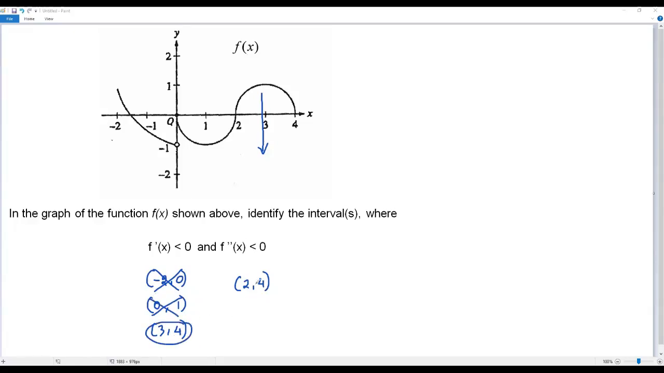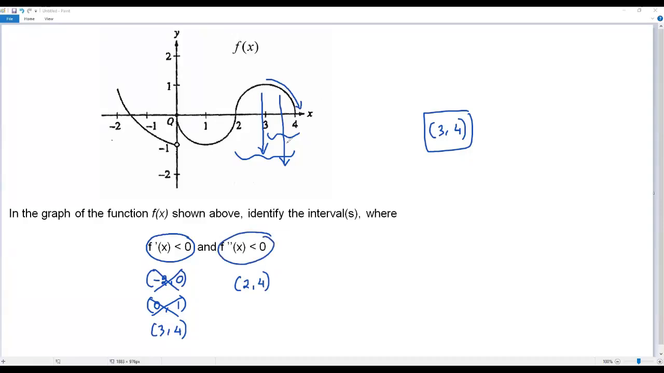Now let me compare 3 to 4 and 2 to 4. Are they coinciding? Yes, because 3 to 4 is over here and 2 to 4 is over here. So what's the common region for 2 to 4 and 3 to 4? Clearly it's 3 to 4. In this interval, the graph of the given function is falling, so the slope has to be negative. That is, the first derivative f prime of x is less than 0. And also in this interval 3 to 4, the graph is concave down, so the second derivative f double prime of x is less than 0. So 3 to 4 is the interval where f prime of x is less than 0 and f double prime of x is also less than 0.